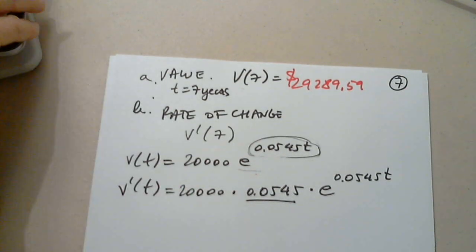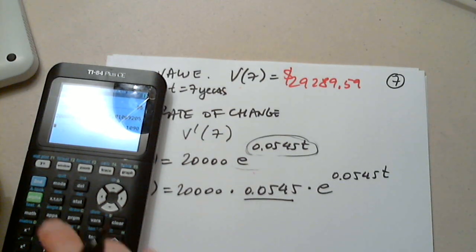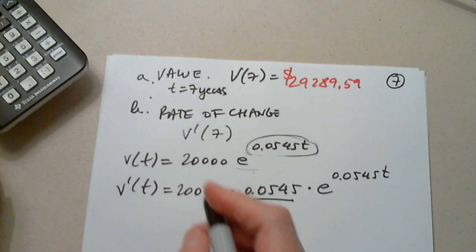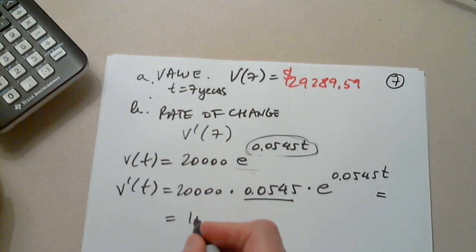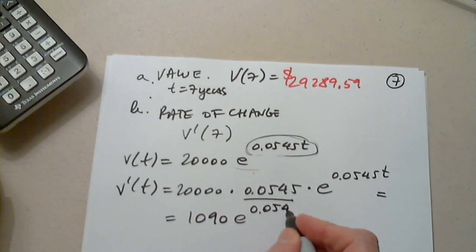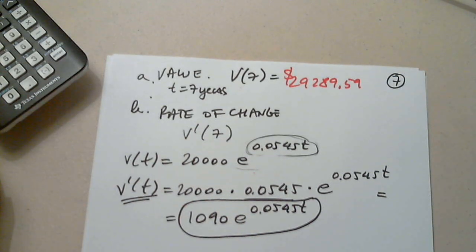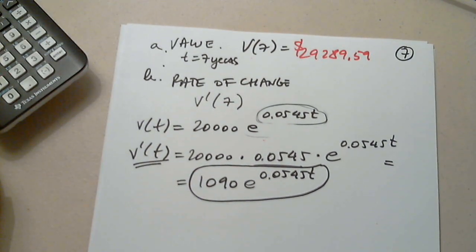I have to multiply these two numbers, the 20,000. That's how lazy people do it with the calculator. So I got 1090. So the correct final form: 1090 e to 0.0545 t. This is the derivative V prime of t, the rate of change of the value in the account per year.